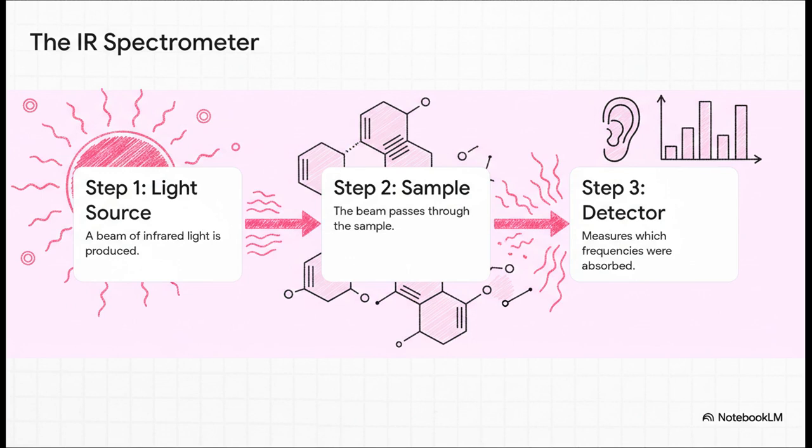And the instrument that does this, the IR spectrometer, is actually beautifully straightforward. I mean, look at this path. First, you have a light source that creates a whole beam of different infrared frequencies. That beam then passes directly through your sample. As it goes through, the sample absorbs only the frequencies that match its vibrations. Then, a detector on the other side simply measures what's left. The frequencies that are missing, well, that's your fingerprint.